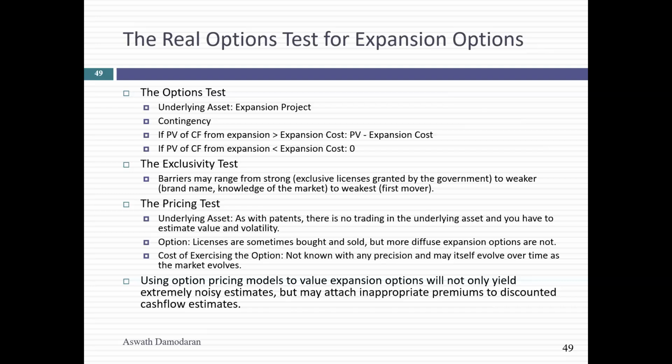Can I use an option pricing model? Again, I'm risking a lot of assumptions, right? Can I trade the underlying asset? Not really. There is no business. The database business doesn't exist. The business doesn't exist. The option on the business doesn't exist. Again, it's very much like patents. I'm using an option pricing model where neither replication nor arbitrage is that easy to do.